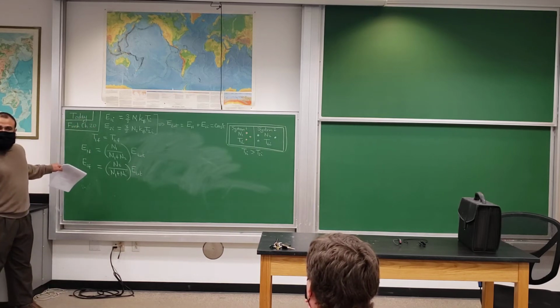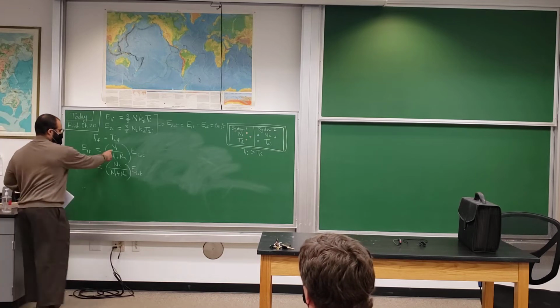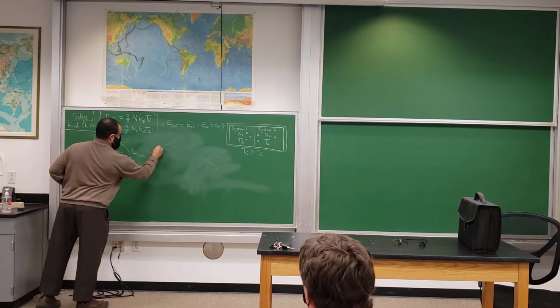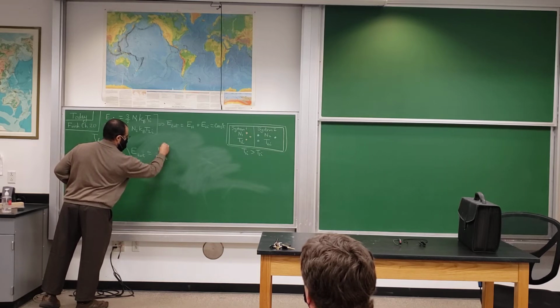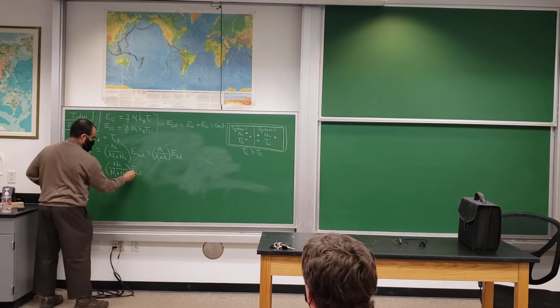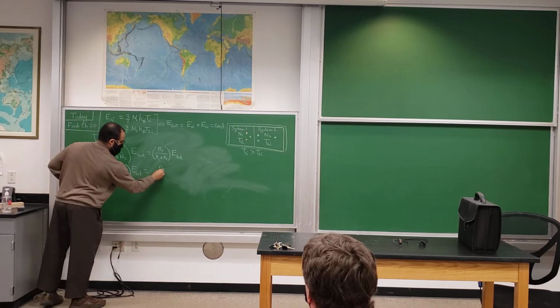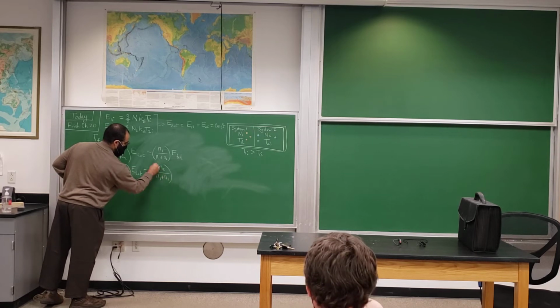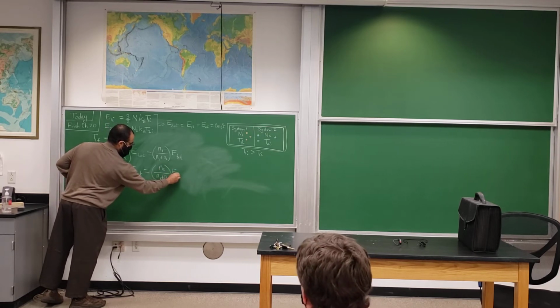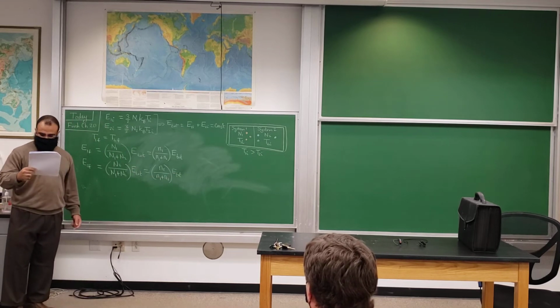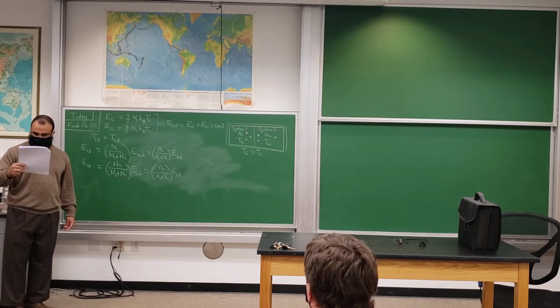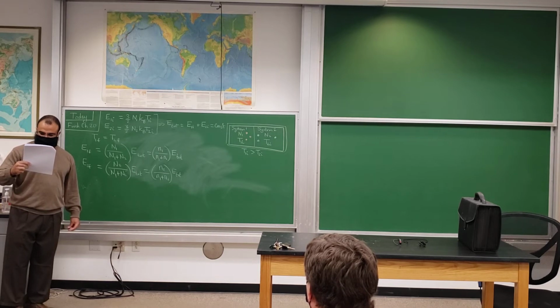You can write it in number of moles also. You can write it this way: n1 over n1 plus n2, times E total. This one is n2 over n1 plus n2, times E total. Yeah, looks good.